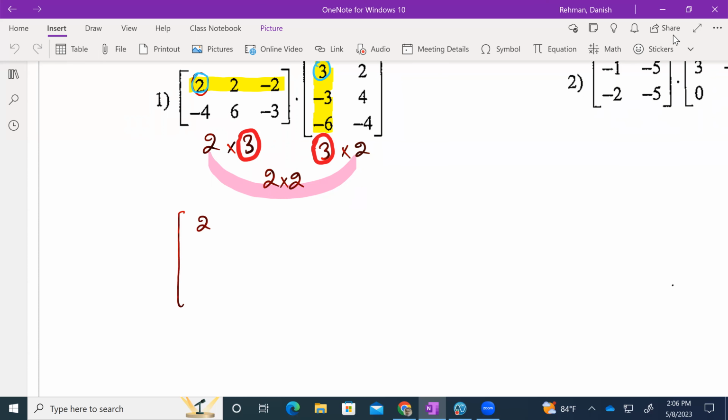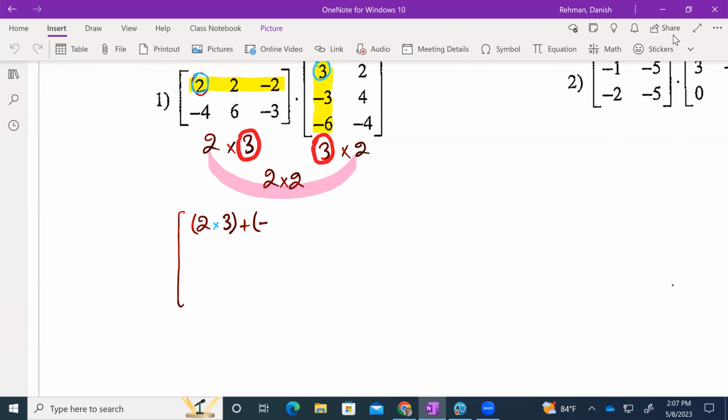So 2 times 3. Let's put this in parentheses. What did I do? I multiplied the first element from the first row, the blue circled, with the first element in the first column. Next, plus, be attentive. It's going to be a little bit difficult. -3, -4.